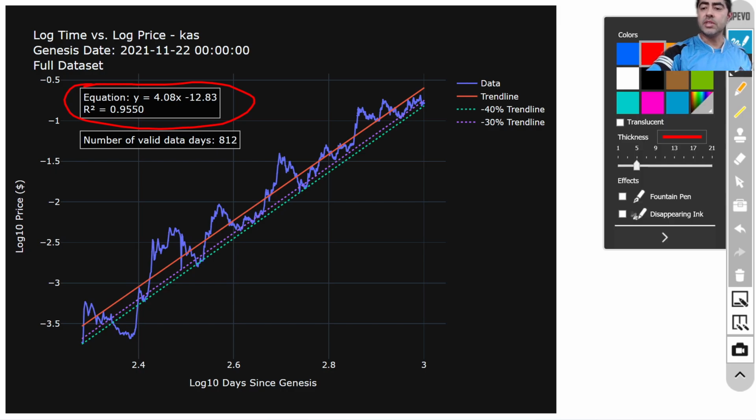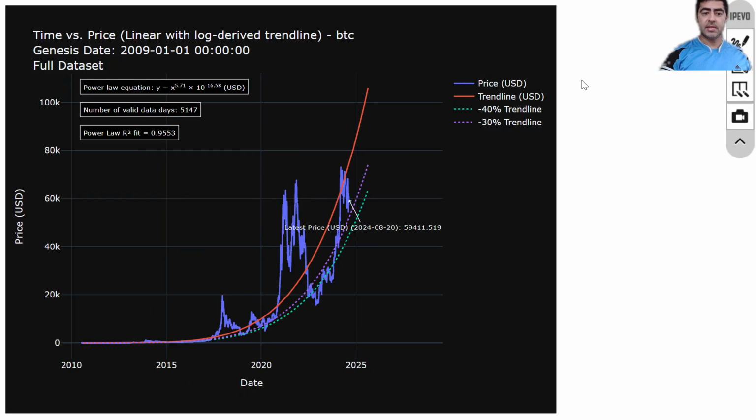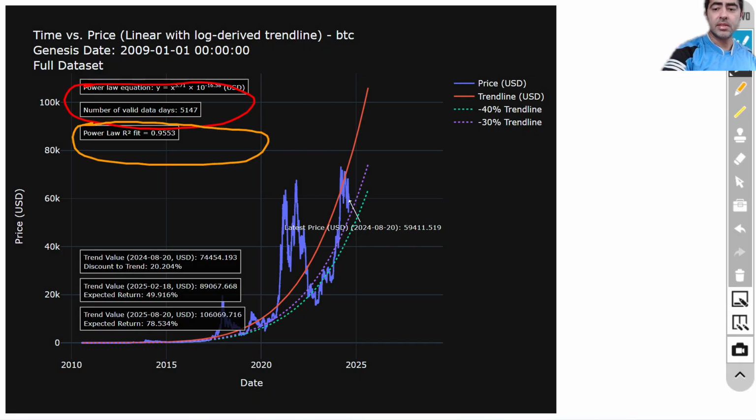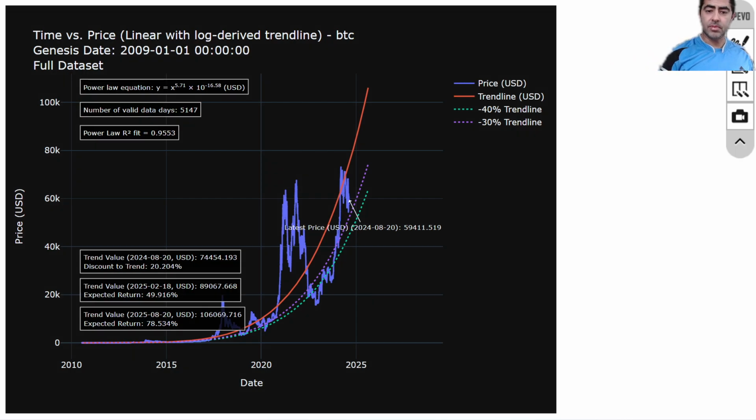And another thing to notice over here is that the number of valid days is 812, versus if we go and look at Bitcoin, we will see that we had almost 5,000 plus days over here. So again, let's clean that up. What this is telling us is the number of valid days that we have is much higher in Bitcoin than in Kaspa. And you'll see why this is important a little bit into the future.